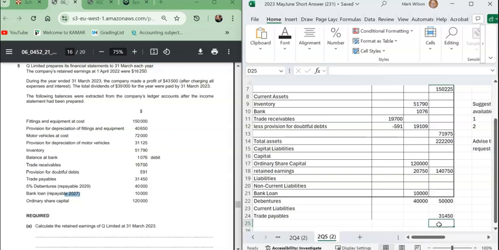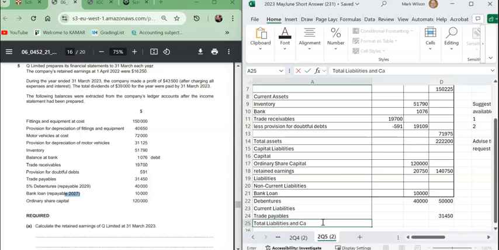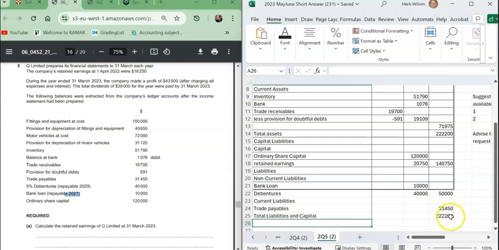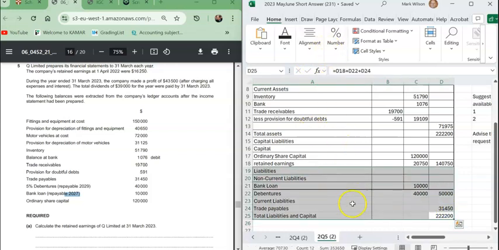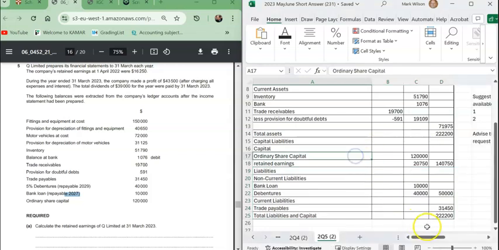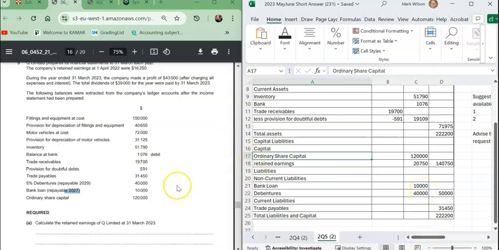And then we're going to add all those up to total liabilities and capital equals, moment of truth. And it should equal this figure here. Perfect. Done. So those two balance. So chances are we've got 100% in that. All right, move on to the next question then.